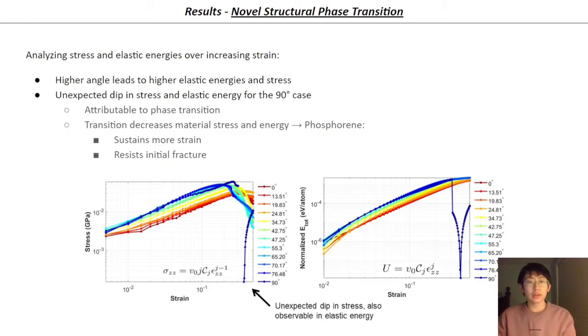The reorientation is also observable through a drastic change of material properties. Most notably, as shown, we see a dip in stress and elastic energies during the phase transition, meaning the material resists initial fracture and then can sustain more strain.